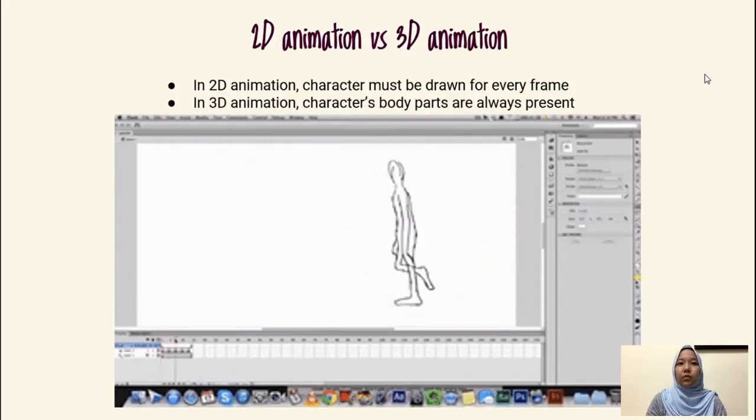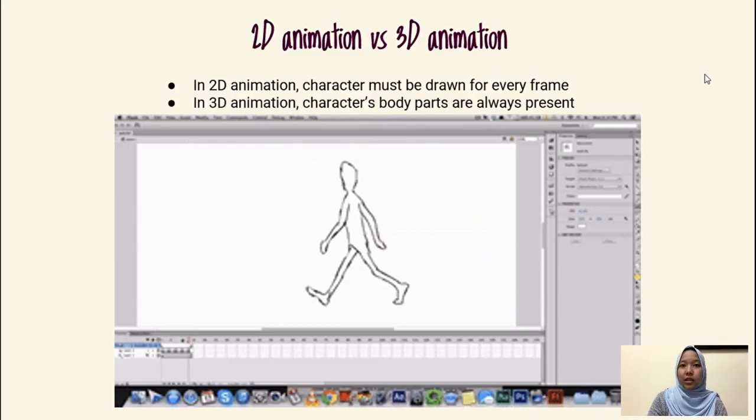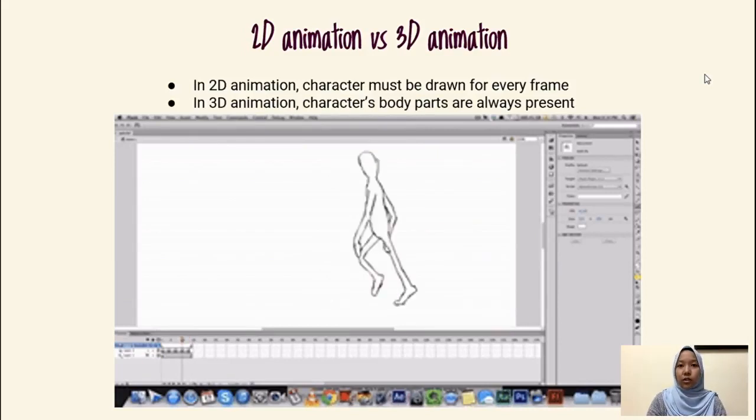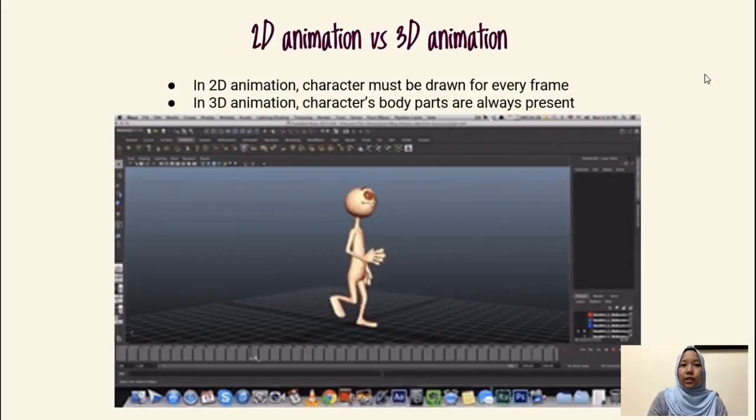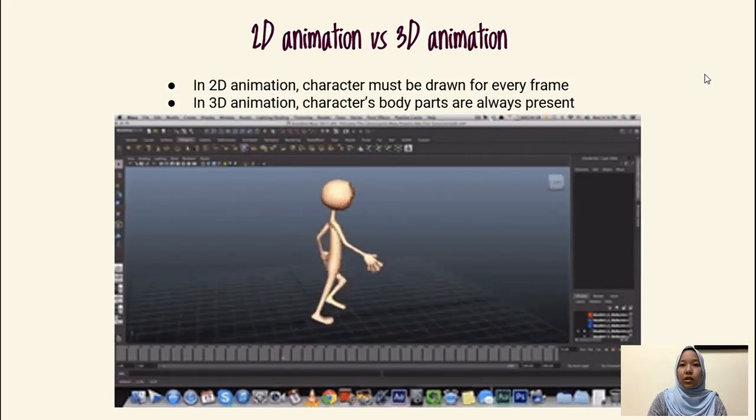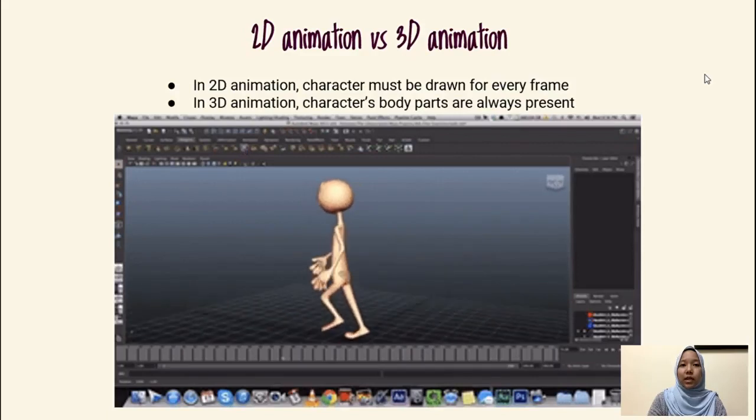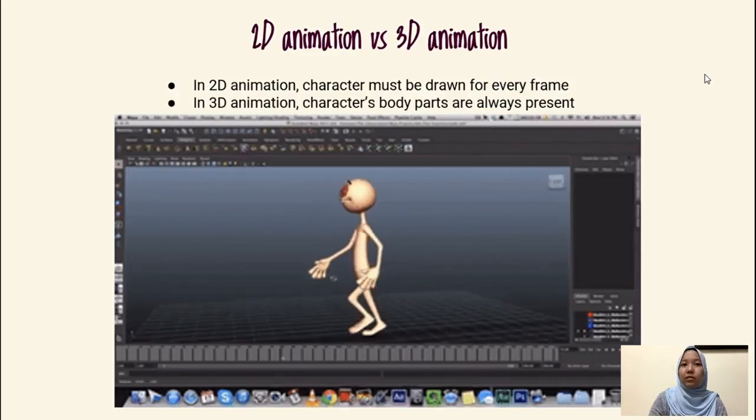For example, when the character is viewed from the side, half of its body is not shown, thus the other part is not drawn. Technically, it does not even exist. In 3D animation, the character's body parts always exist in the shot. For example, even if one hand is not visible, it's still there.